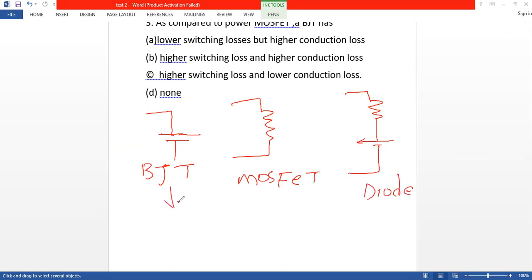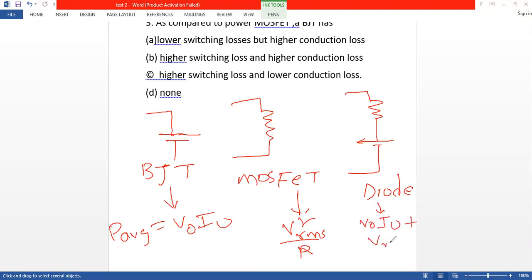So how will you find average power? P average is voltage V0 into I0. How will you find average power? Tell me. V RMS whole square by R. It is a combination of V0 I0 plus VRMS whole square by R. This is the way you will find it.